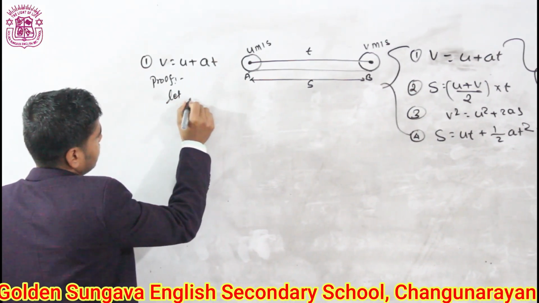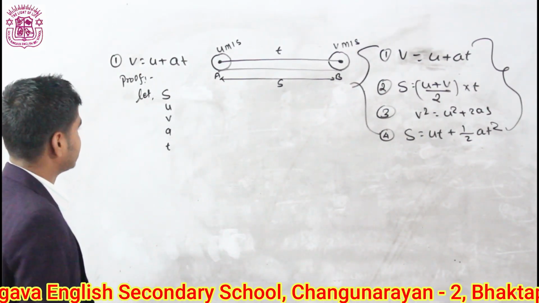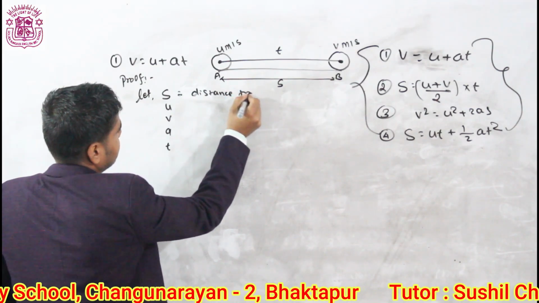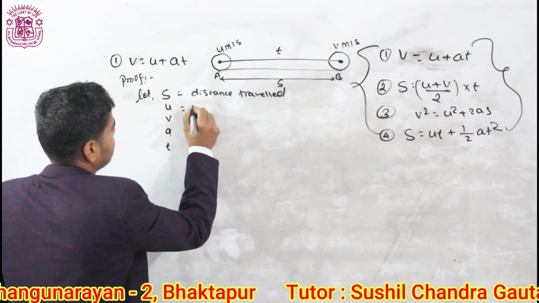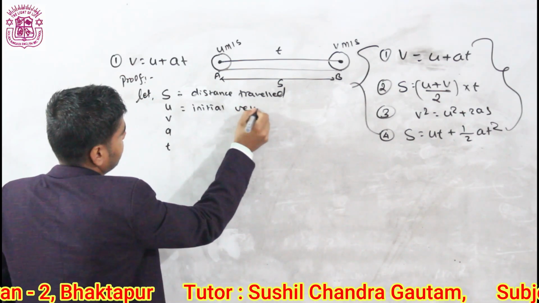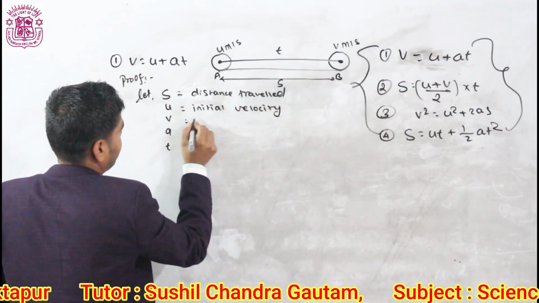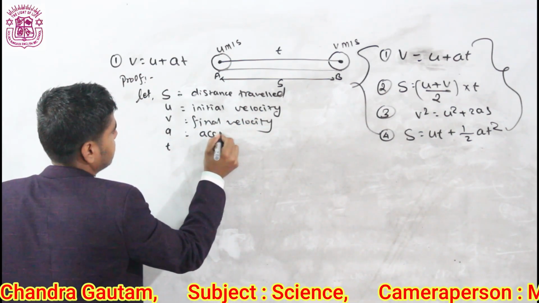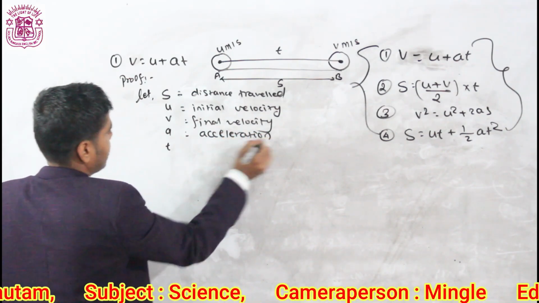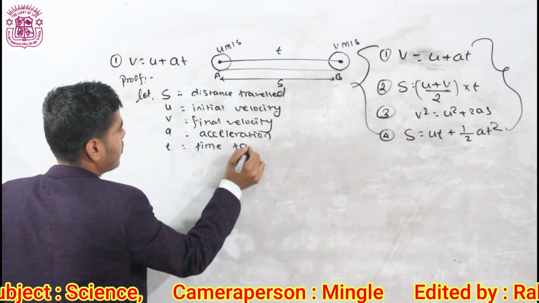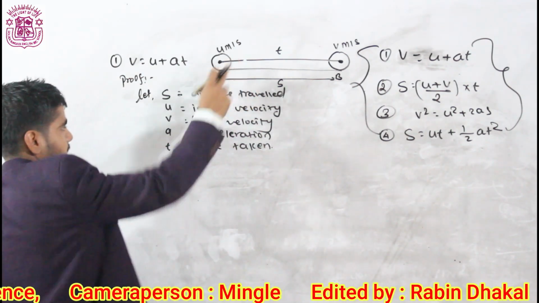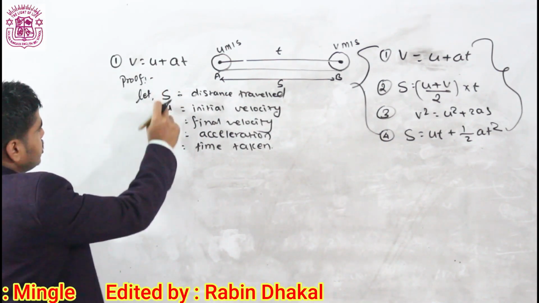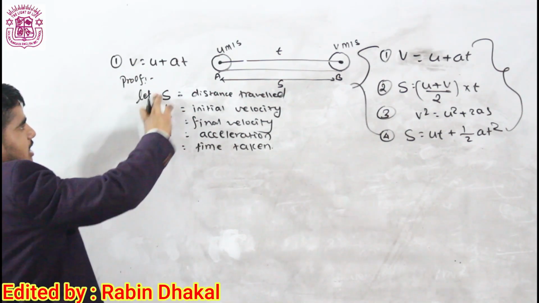S, u, v, a, t. S is what? Distance traveled. u is what? Initial velocity. v is what? Final velocity. a is what? Acceleration. And t is what? Time taken. That is the common language. The figure and the language will be the same for the proof of all these statements, so it is not hard. These terms s, u, v, a, t are all defined here.